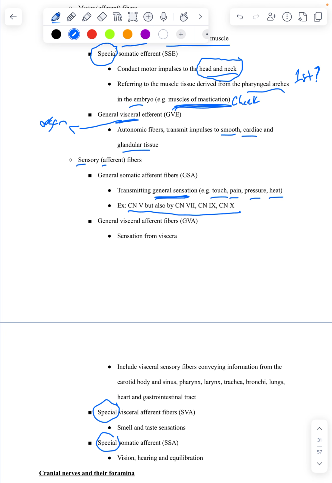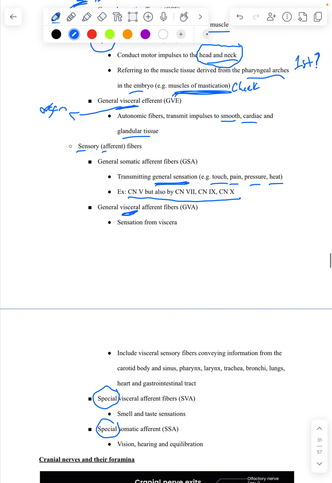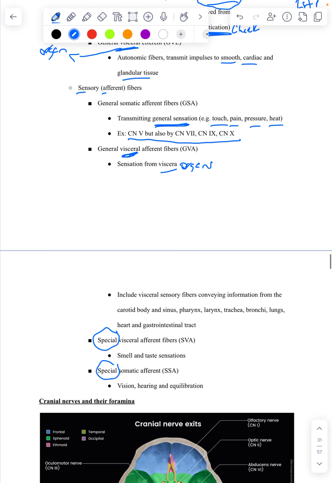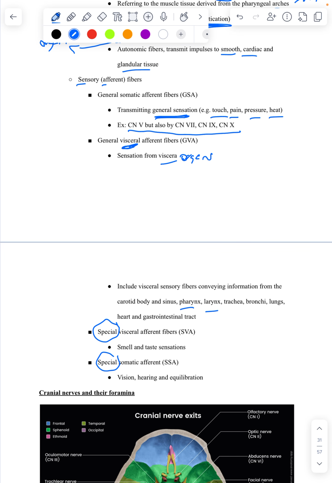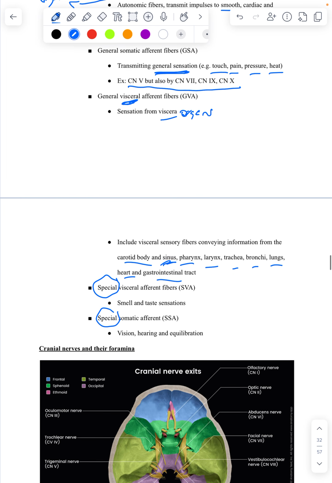And then general, visceral, afferent. So it's sensory, but now visceral, sensation from viscera or organs. So now, pharynx, larynx, trachea, bronchi, lungs, heart, GI, carotid body and sinus, which is the stuff we talked about in the internal carotid, common carotid, whatever.